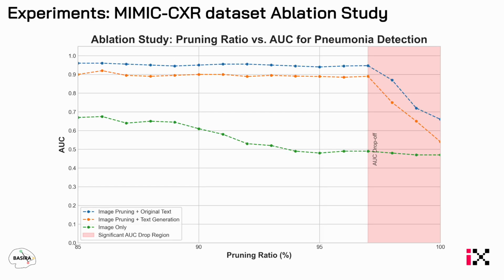We also conducted an ablation study for our neural framework. It can be observed that as we prune the image further and further, after a certain point, the area under the curve drops off for both original text as well as generated text, which is around the 97% mark for the MIMIC-CXR dataset. If we just evaluate our model using only the image graph, then as we increase the pruning percentage, the AUC drops off to a completely random guess.